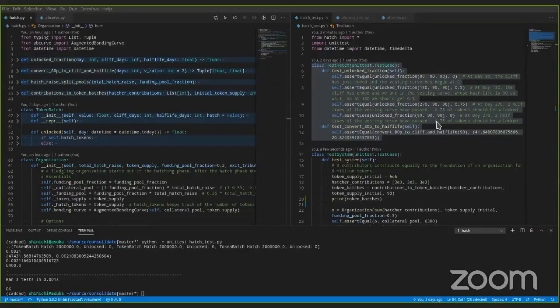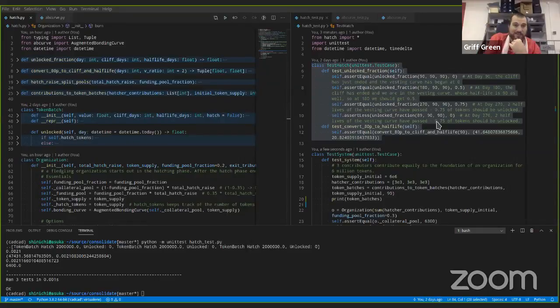Mm-hmm. And also with the tests. That's super cool. Yeah, the tests are really nice. Just being able to print out and say, yes, this makes sense. That's really nice.